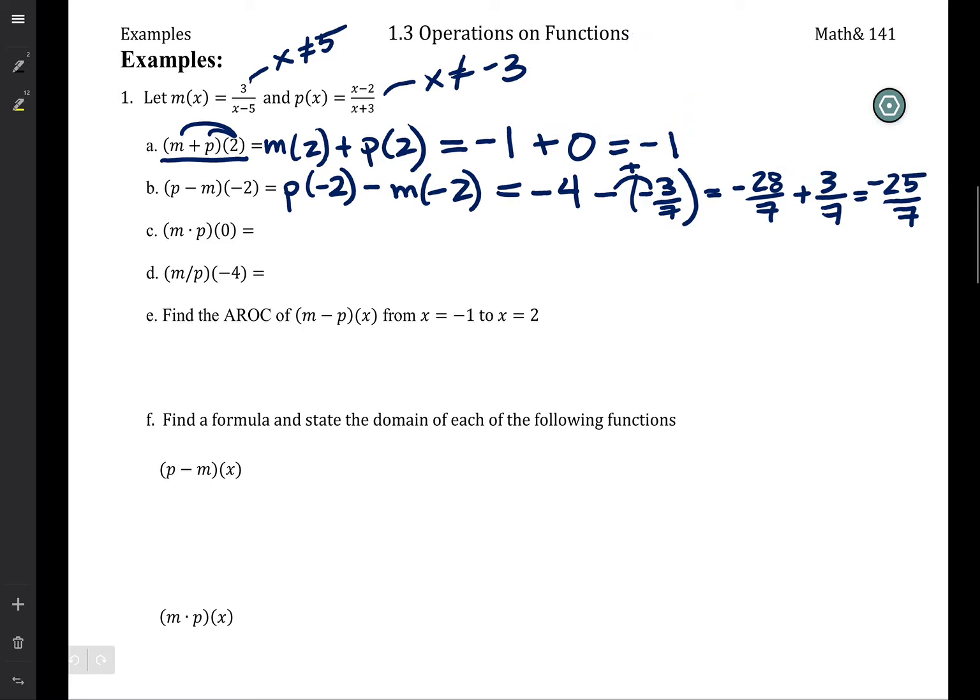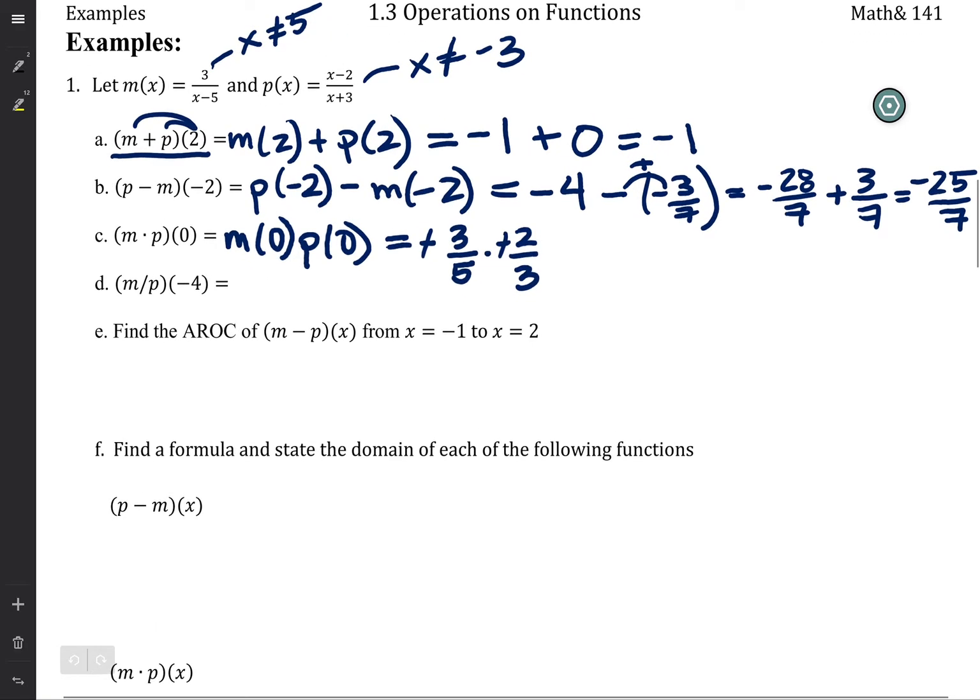Okay, so m times p of 0 is the same as m of 0 times p of 0. M of 0 is negative 3/5. P of 0 is negative 2/3. And when we multiply, those signs are going to go away. The 3's actually cancel, and I get 2/5 out of that.